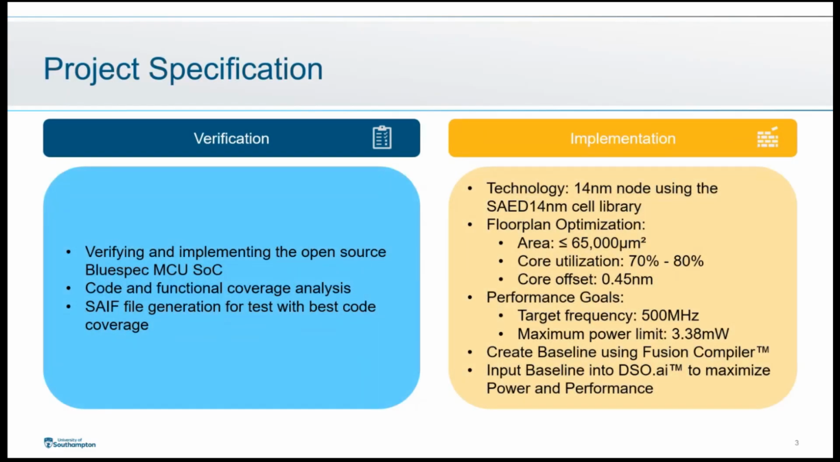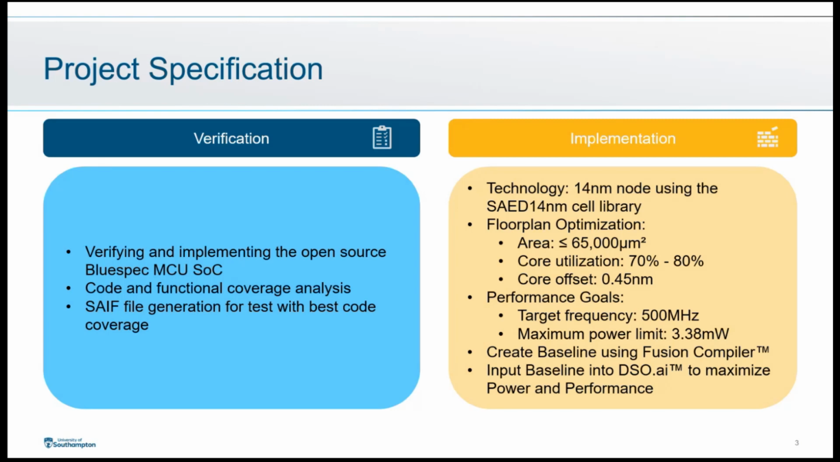In order for our project to be considered successful, we were given a project specification to adhere to, which were the targets that we had to meet. For verification, the aim was to learn more about the verification workflow by completing code and functional coverage analysis of a given Bluespec MCU system on chip. Additionally, a save file was also generated for the implementation phase of the project.